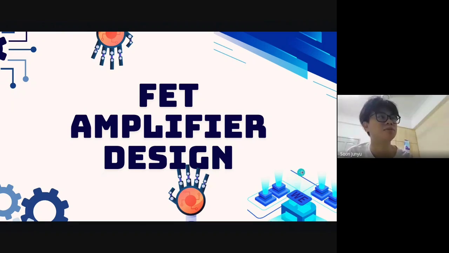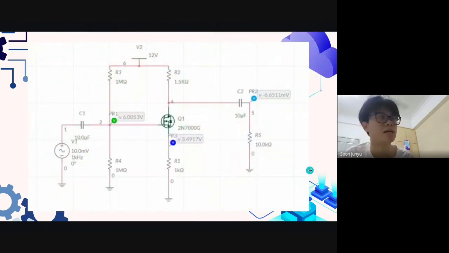So for me, I will present my FET amplifier design. Okay, so this is the circuit that I designed. For this project, I selected a 2N7000G N-channel MOSFET as the active device, and the circuit is powered by a 12-volt DC supply. The 1 mega ohm resistors R3 and R4 form a voltage divider to bias the gate at approximately 6 volts. The 1.5 kilo ohm drain resistor acts as the load, while the 1 kilo ohm source resistor provides self-bias stabilization.